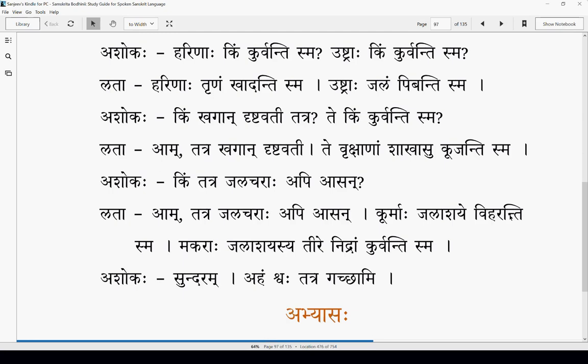Kujanti sma. Shakhasu. Kujanti sma. Shakhasu, like Ramasu, Umasu. Saptami bhavachanam. Vrukshanam shakhasu, in the branches of the trees, kujanti sma. Kujati, which is in kujanti, means they are making a chirping sound.